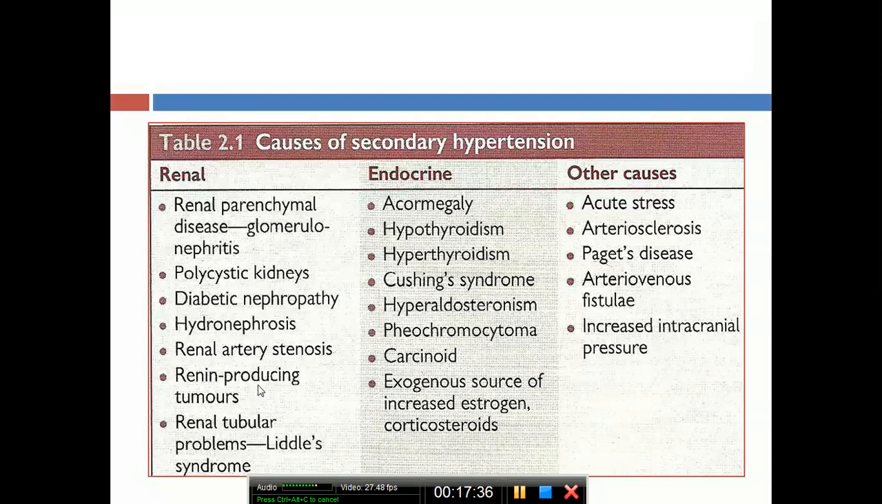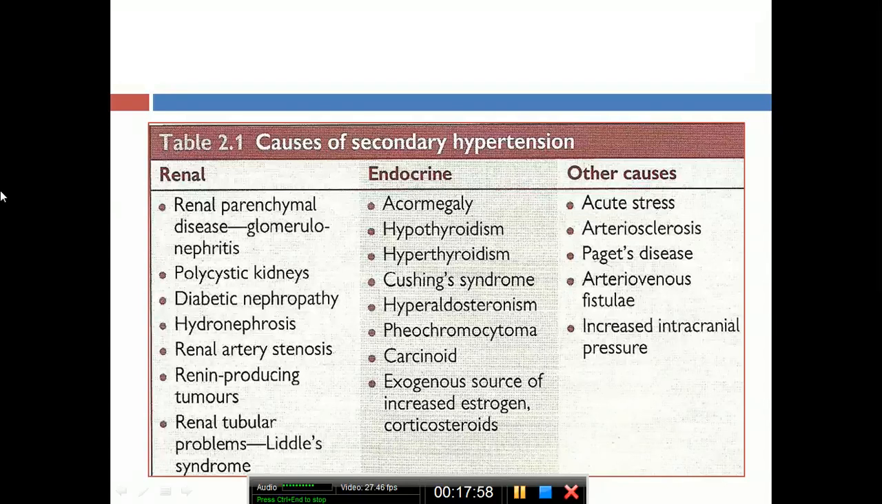Pheochromocytoma is a tumor of the adrenal gland. In this, from the adrenal medulla, norepinephrine and epinephrine will be released in a greater quantity. So this will cause vasoconstriction, increased heart rate, cardiac output will increase, and ultimately what will happen?